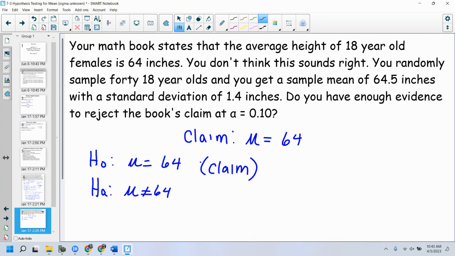Okay, so let's define what we know. We have mu is 64. We randomly sampled, so n is 40. X bar is 64.5. S is 1.4. And we have the book's claim at the alpha 0.1 level.